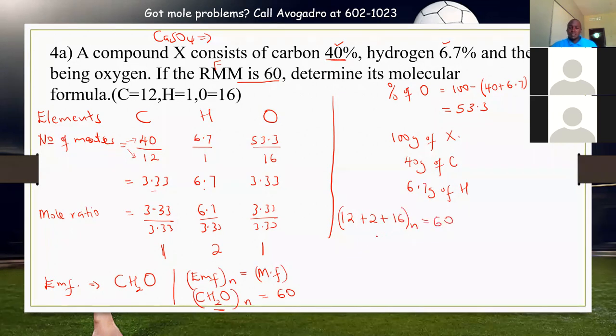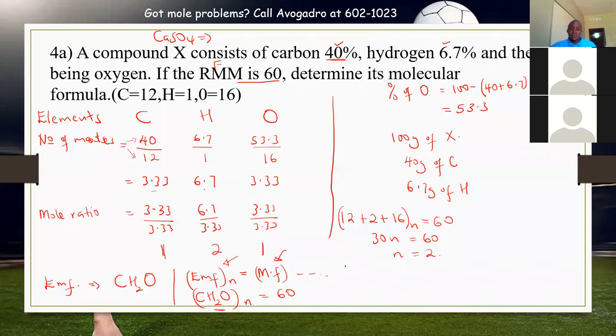So 14 plus 16, that is 30. N is equal to 60. That means our N will be equal to 2. So for us to get the molecular formula, we are going to come back to this equation here.